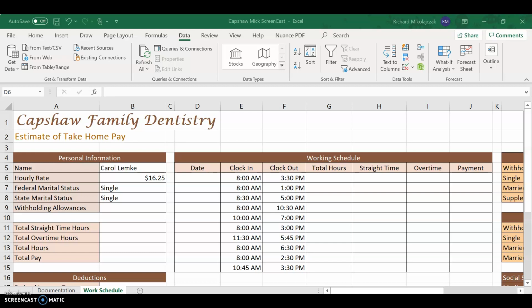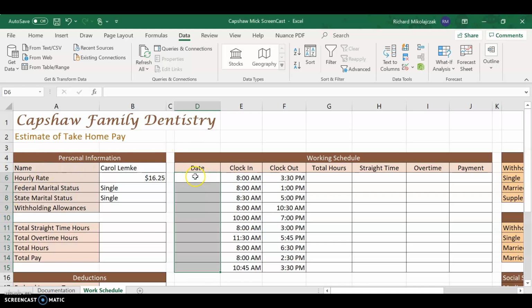Okay, so today we're going to be going over Module 3, Case Problem 2, the Capshaw family dentistry. If you look on page EX 183 and 184, I've already done the documentation. I've done line 3. We're going to start with line 4, which is adding the dates.